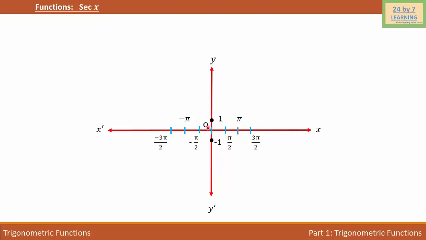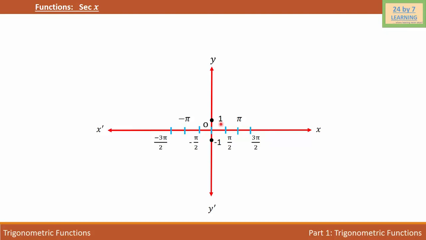The values that I'm considering on the left of origin are negative pi over 2, negative pi, and negative 3 pi over 2. And the values that I'm considering on the right of origin are pi over 2, pi, and 3 pi over 2. I'm considering two values on the y-axis. One is negative 1 and the other one is 1.